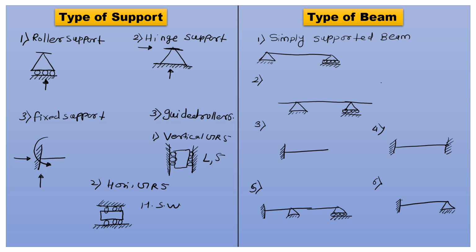Then next is the overhanging beam. The overhanging beam can be a two-side overhanging beam or a one-side overhanging beam, which means one support is free. Okay, so this is the overhanging beam. Then next is the cantilever beam. A cantilever beam has a fixed support on one side and the other side is free. So this is the cantilever beam. Next is the fixed beam, which means both supports are fixed on both sides. So this is the fixed beam.